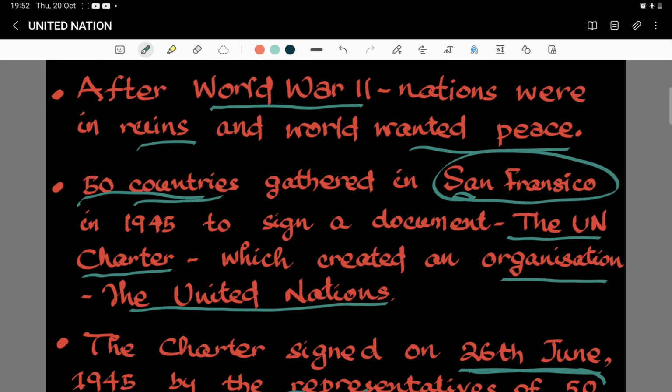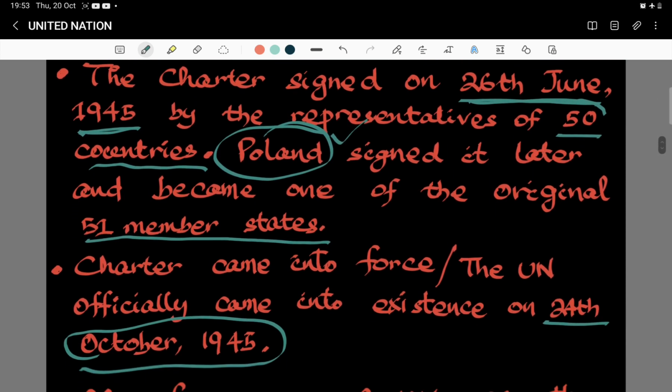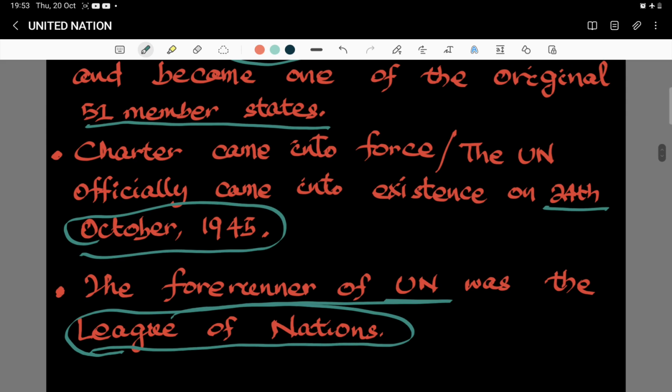In 1945, countries gathered in San Francisco. They signed a document called the United Nations Charter, which created the organization, the United Nations. The charter was signed on 26 June 1945 by representatives of 50 countries, but Poland signed it later and became one of the original 51 member states. The charter was signed on 26 June 1945, but came into existence officially on 24th October 1945, and the forerunner of the United Nations is the League of Nations, which was established during the First World War.